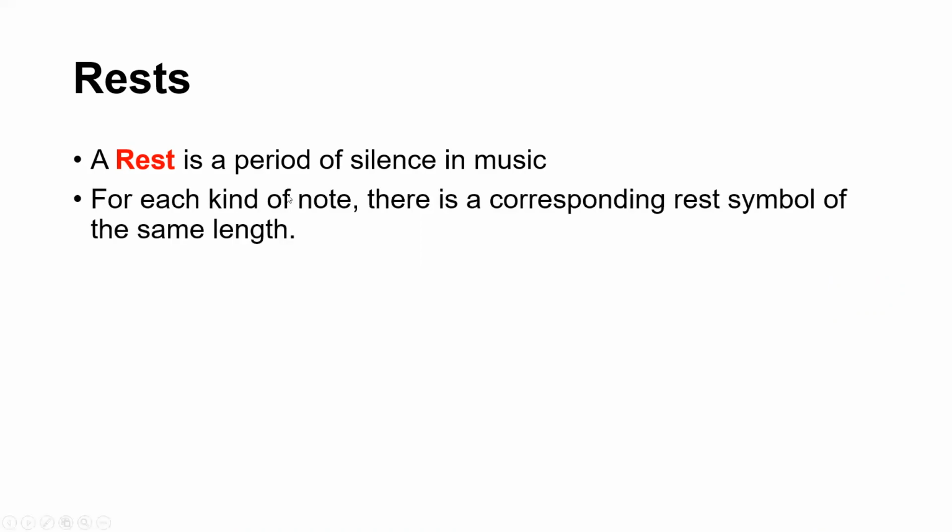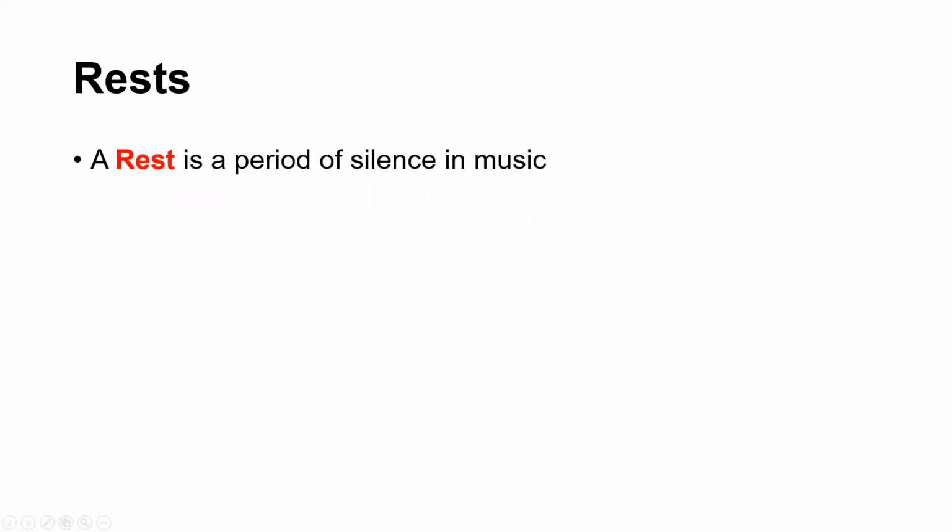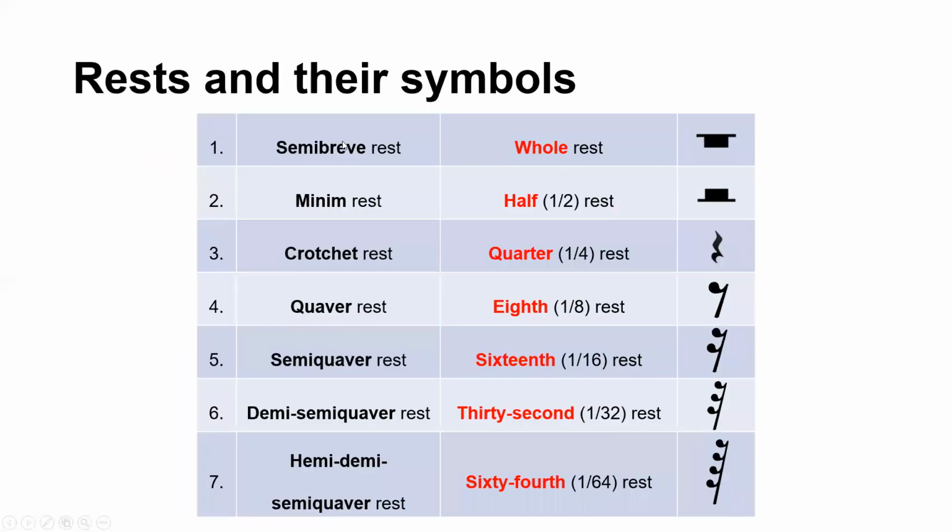And for each kind of note that we considered before, there is a corresponding rest symbol of the same duration or the same length. So what does that mean? There is a whole rest, which lasts for the same duration as a whole note. There is a half rest, which lasts for the same duration as a half note. And so on. The only difference is that a note tells you where you need to sing or play. A rest will tell you where you need to keep silent. Now these are the rests and their symbols.